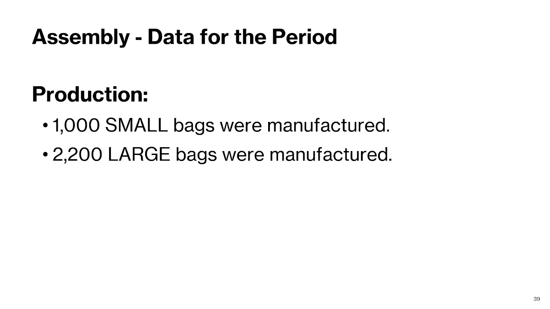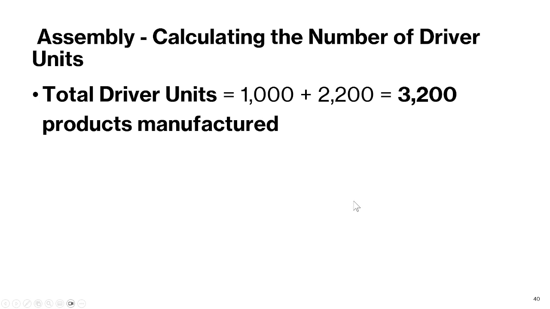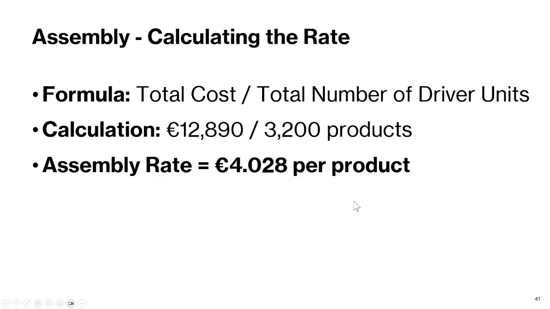So the company produces 1,000 small and 2,200 large bags, for a total of 3,200 products. The rate here is the total cost divided by the number of products. So we have a supply indirect cost rate of 4 euro per product.